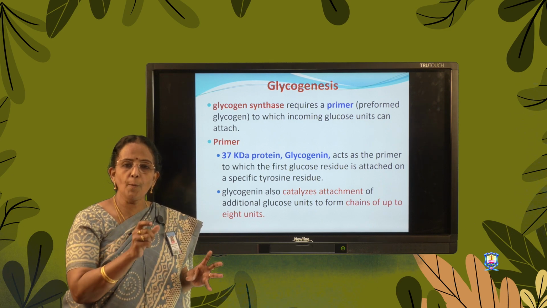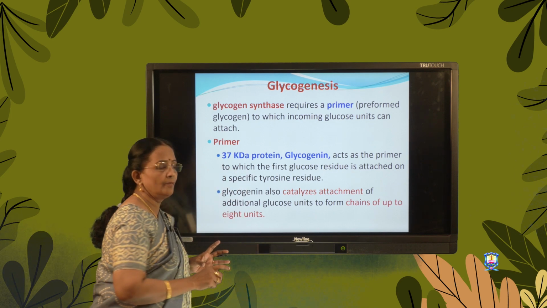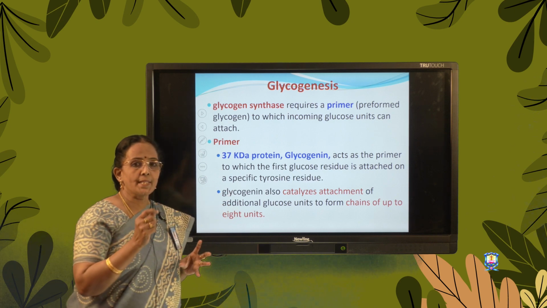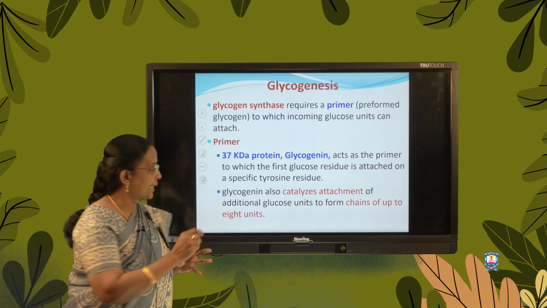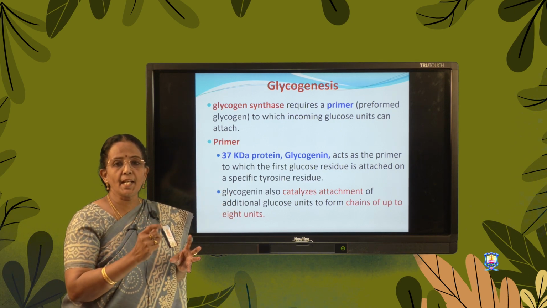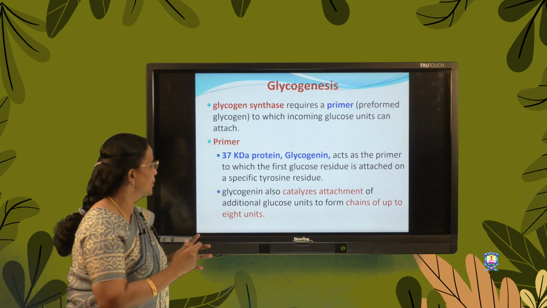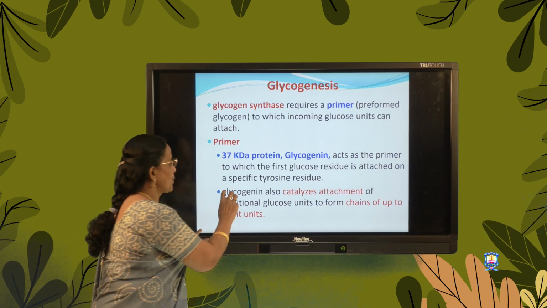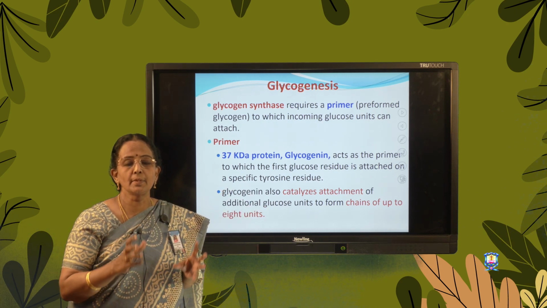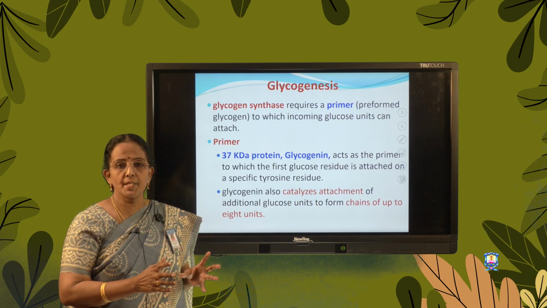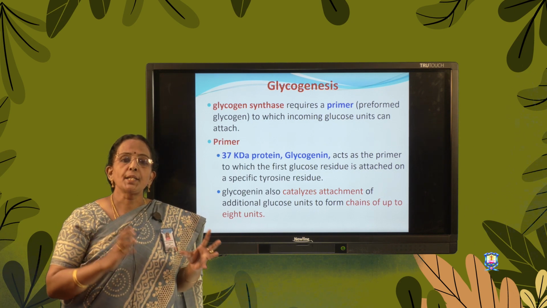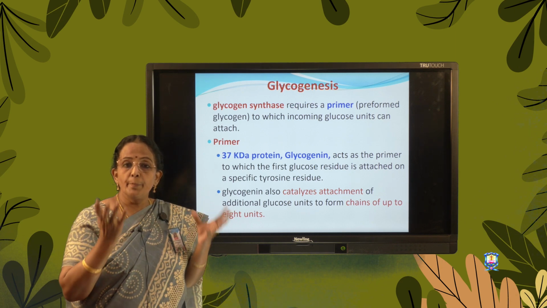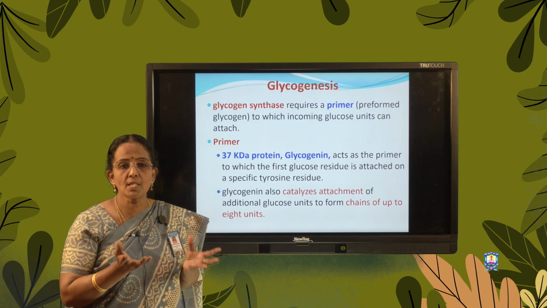A primer is a small protein molecule of about 37 kilodalton, which is called glycogenin. To this glycogenin a glucose residue is attached to a specific tyrosine residue, and glycogenin also catalyzes the attachment of another 7 to 8 glucose molecules. This 7 to 8 glucose molecules attached to the protein glycogenin is what we call the glycogen primer. Once the glycogen primer and activated glucose are ready, glycogen synthase can go on adding glucose to the glycogen. So we get a big glycogen molecule with thousands and thousands of glucose.